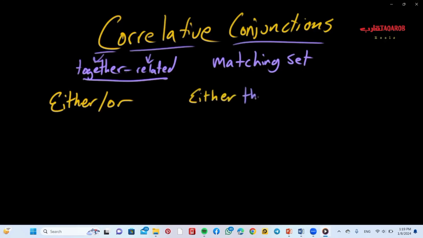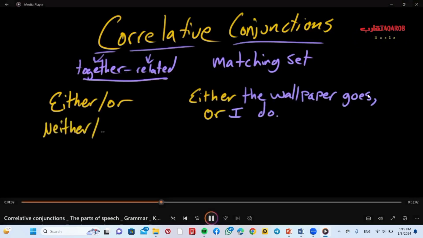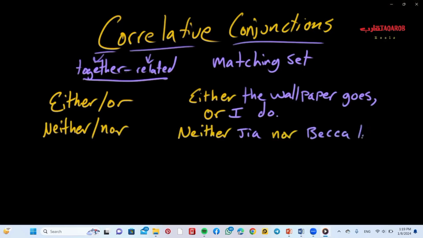As in what is reputed to be Oscar Wilde's last words, either the wallpaper goes or I do. The opposite of either or is neither nor. So either or sets up this choice between two options, and neither nor rejects both options. So neither Gia nor Becca liked Howard. And I recognize that I say neither and some of you say neither, and there's a whole George Gershwin song about that, but let's just chalk it up to my Midwestern American accent.